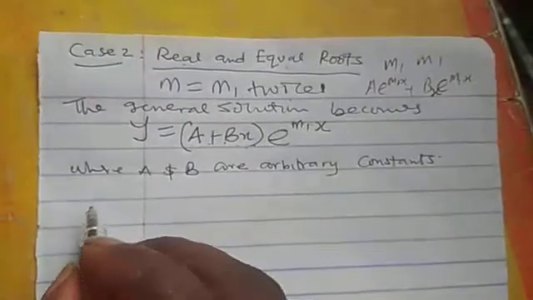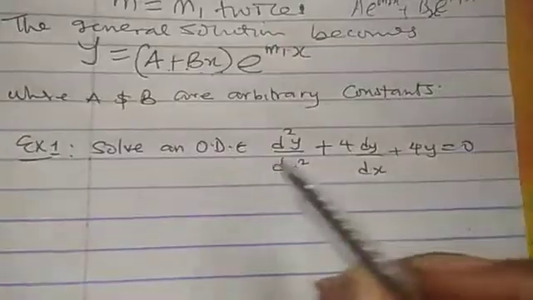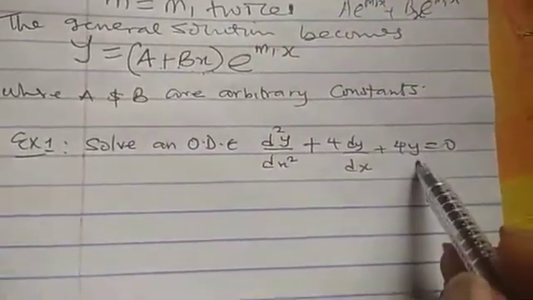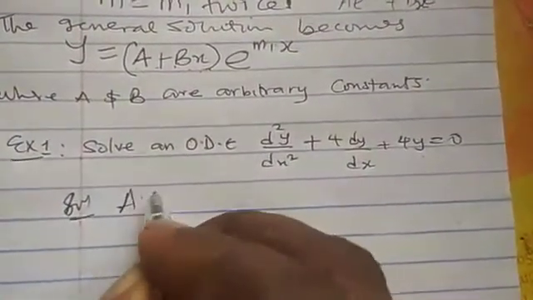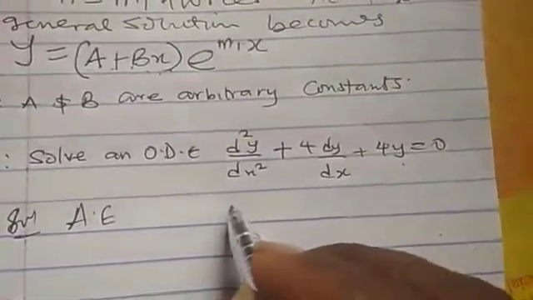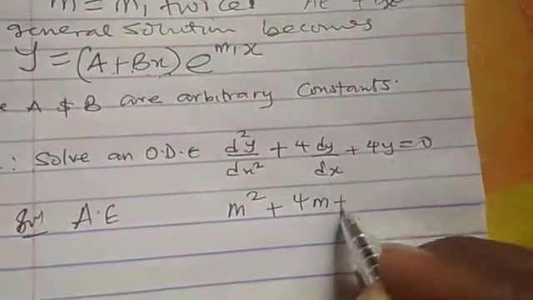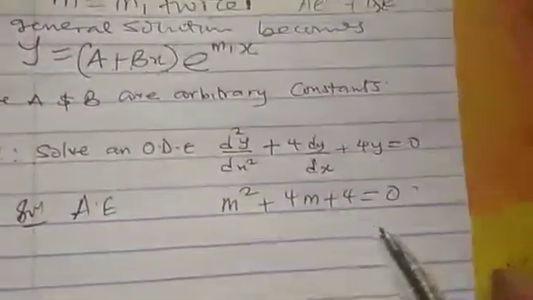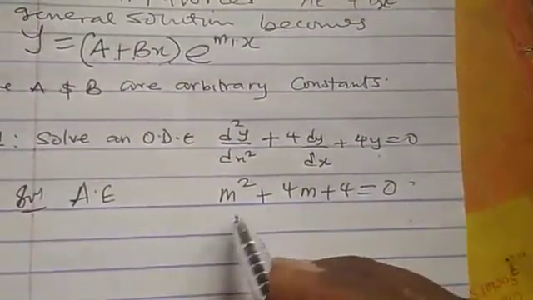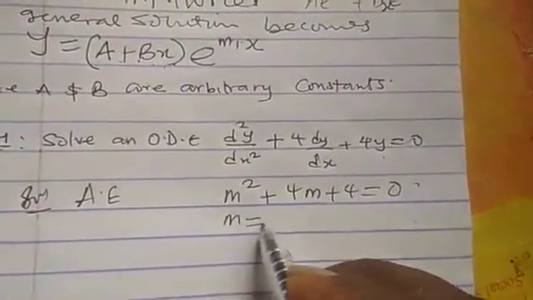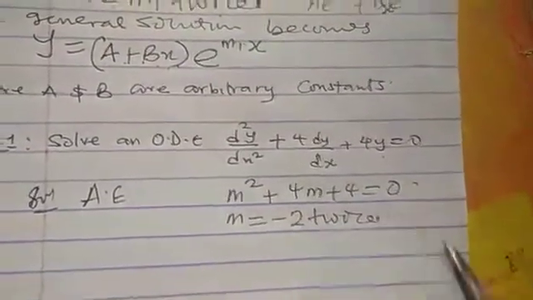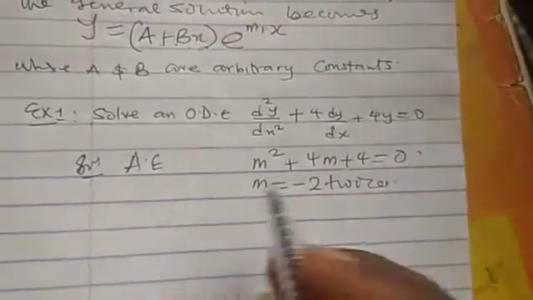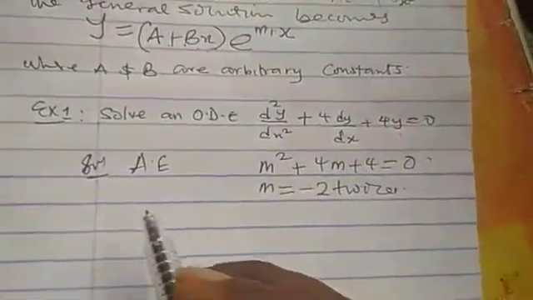Now let's take an example on this case. We want to solve this differential equation. So solution: we first find the auxiliary equation, and the auxiliary equation will turn this one to m squared plus 4m plus 4 equal to 0. So it leads to a quadratic equation. Solving the quadratic equation, I will have minus 2 twice. That is what I'm going to have. When you solve the quadratic equation, we have minus 2 and minus 2 twice.